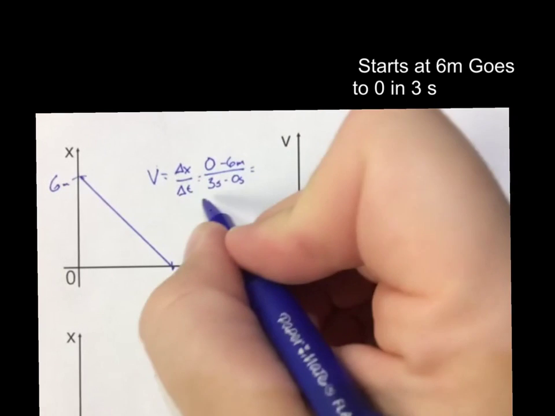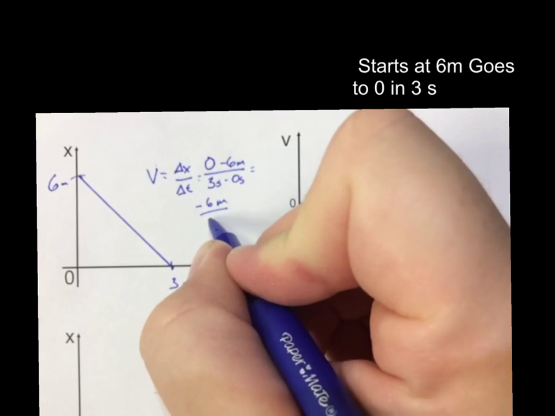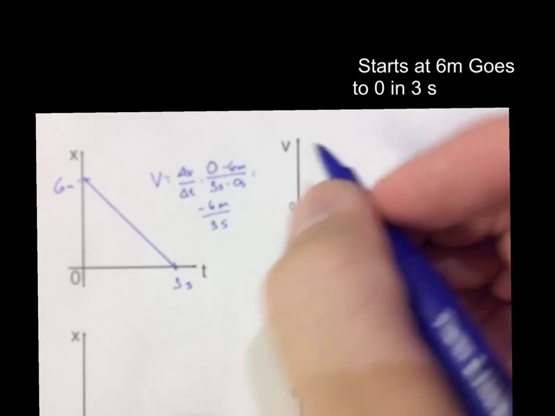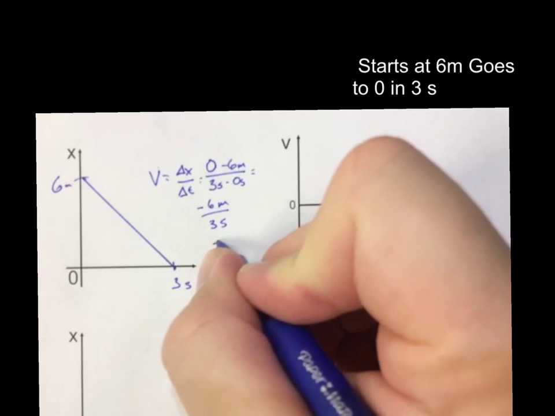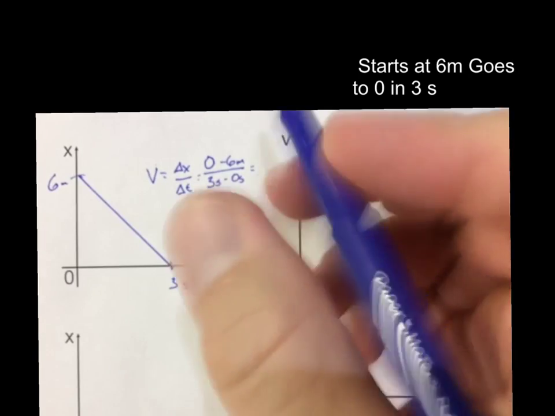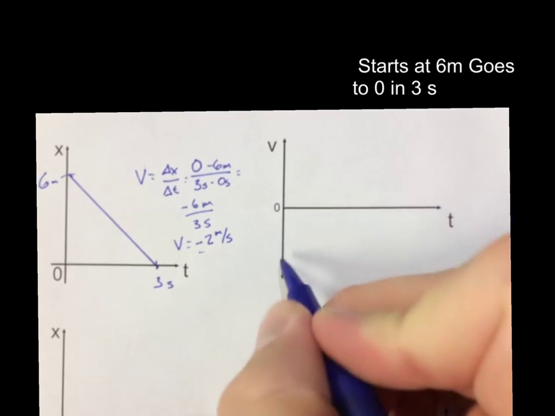If you put this all together, what you'll end up getting is negative 6 meters over 3 seconds. Divide that out, and you'll quickly see that now what we have is negative 2 meters per second as our velocity. Now, over here on our velocity versus time graph, this time you'll notice that it's negative, so we've got to go down here.